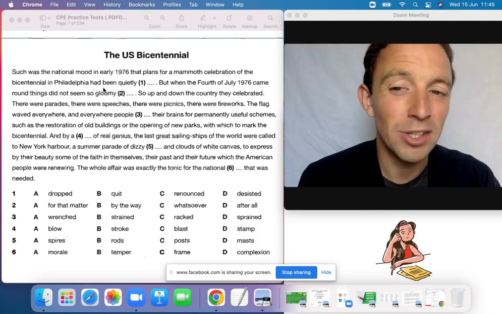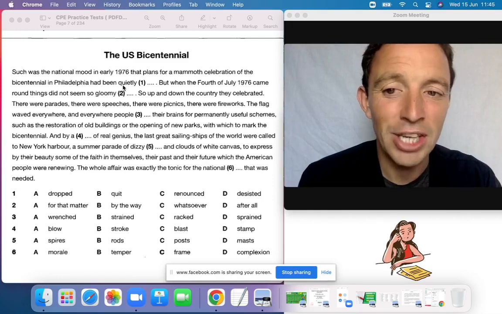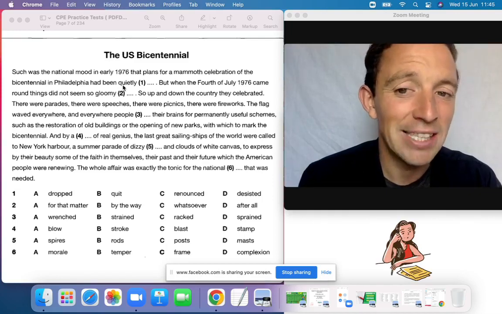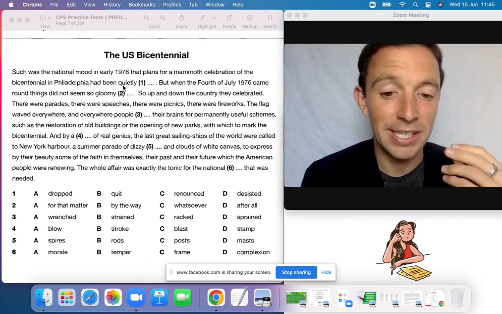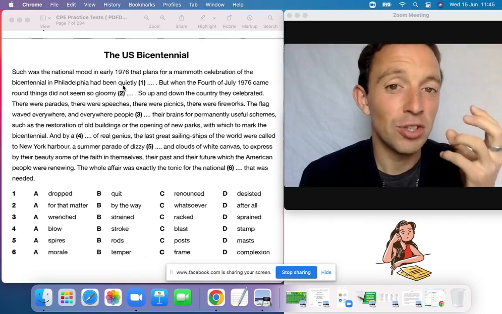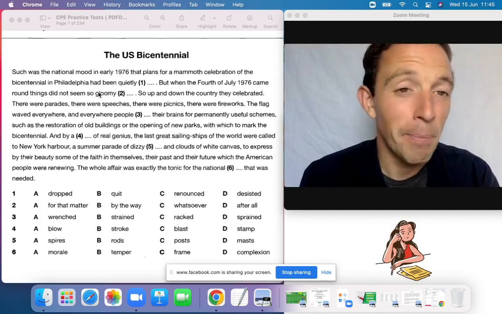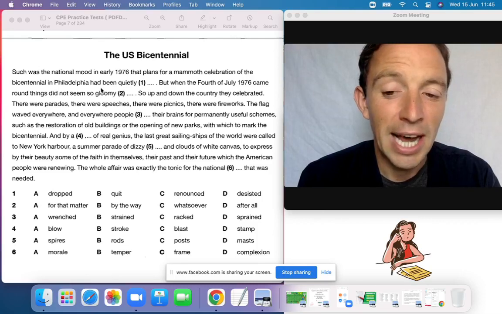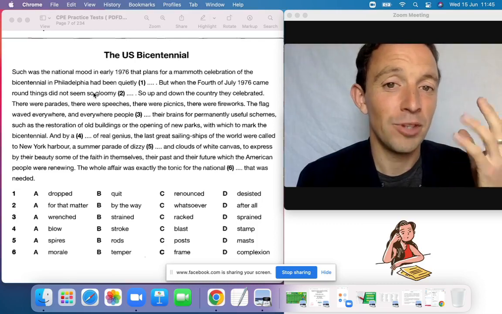"Had been quietly" is the past perfect. So the topic is the plans for celebration. Had been dropped, had been quit, had been renounced, had been desisted. So the subject is the plans, and "the plans had been" is the passive. The typical answer, the best answer, is maybe to drop. You drop your plans. This means to cancel your plans.